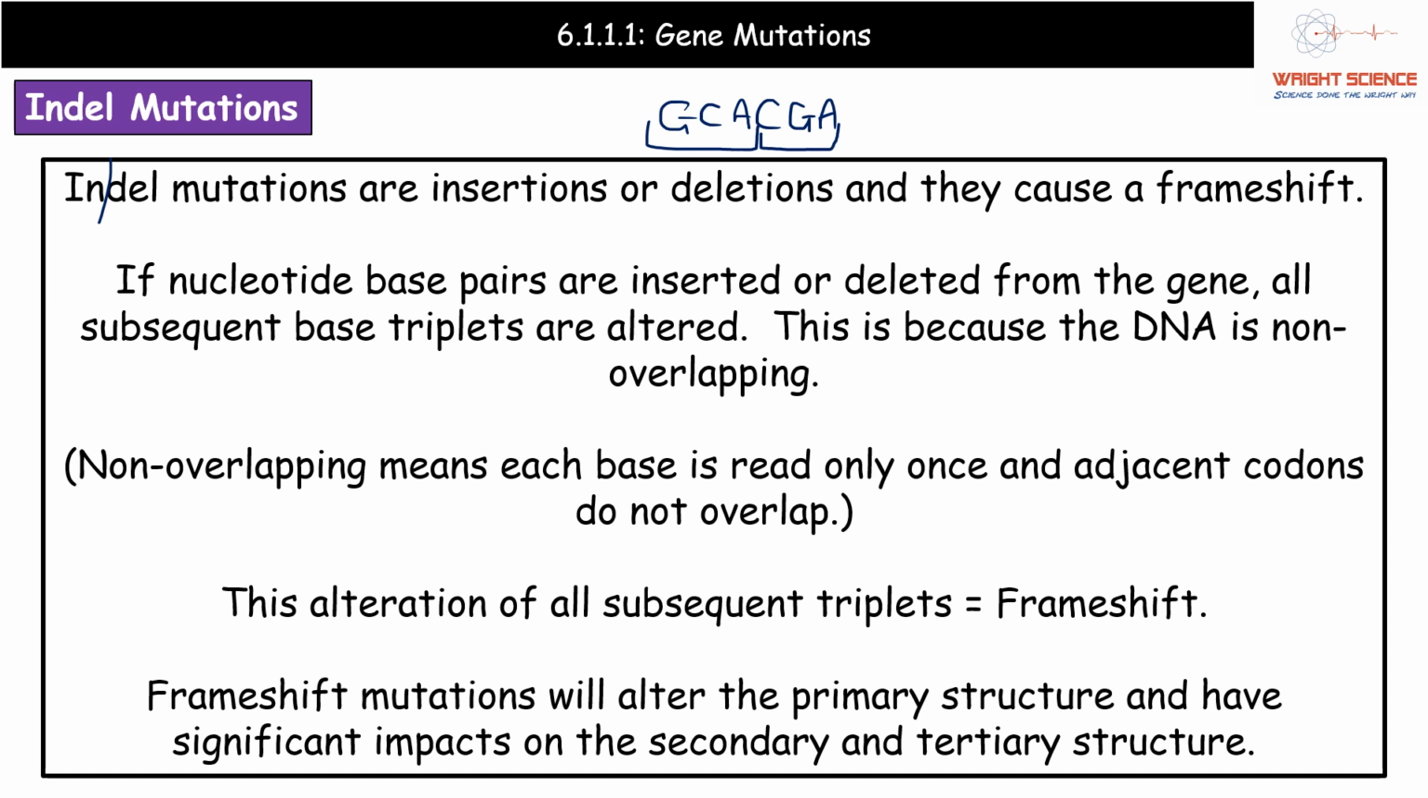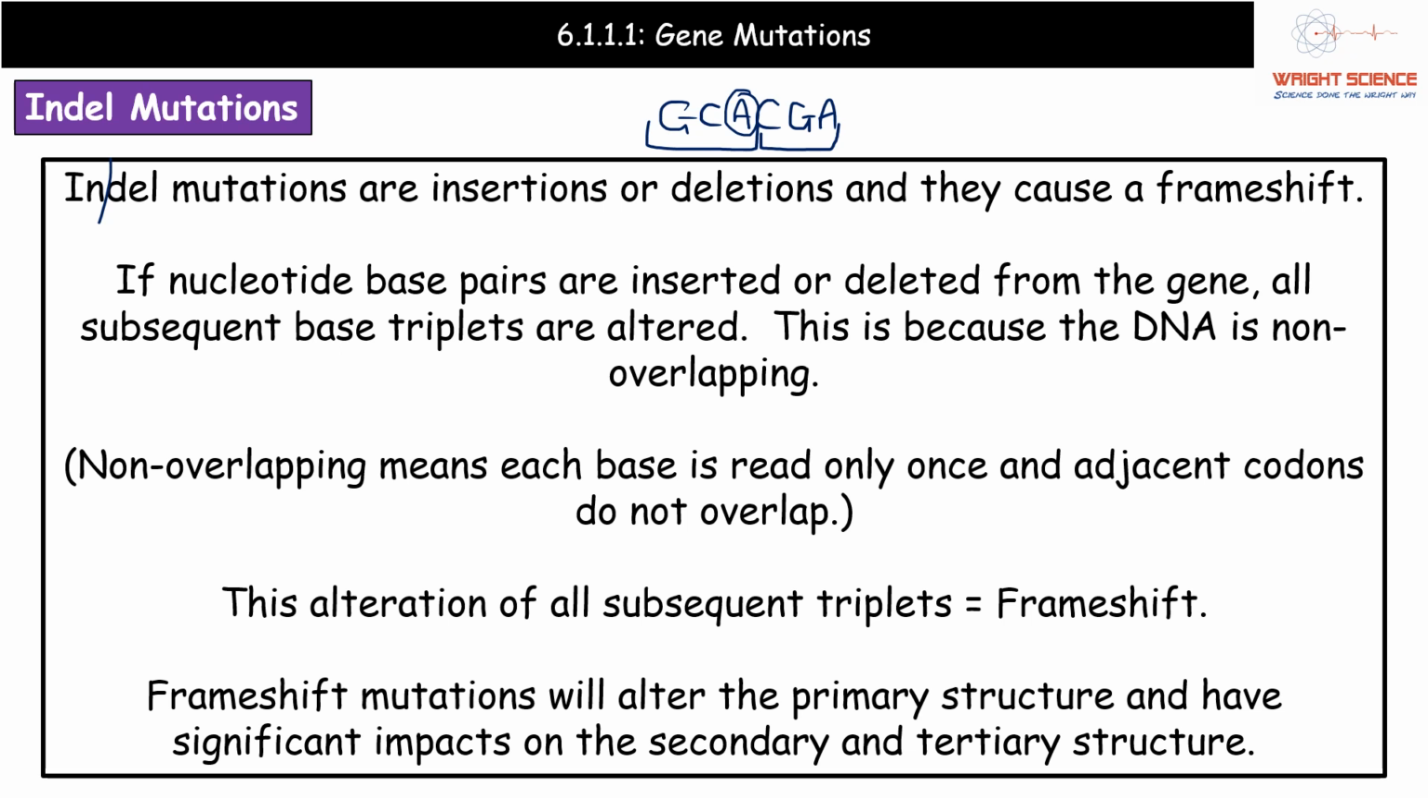Obviously what we're going to do is insert or delete a single base. So if we were to insert another base before that A, what we're going to do is move that reading frame. We're going to change the codons. Same idea if we were to delete it. It moves that little reading frame to a different place. And the key thing about these indel mutations is that if we are just inserting or deleting one or two little bases into our sequence, then every single base triplet that comes after that point is going to be altered.